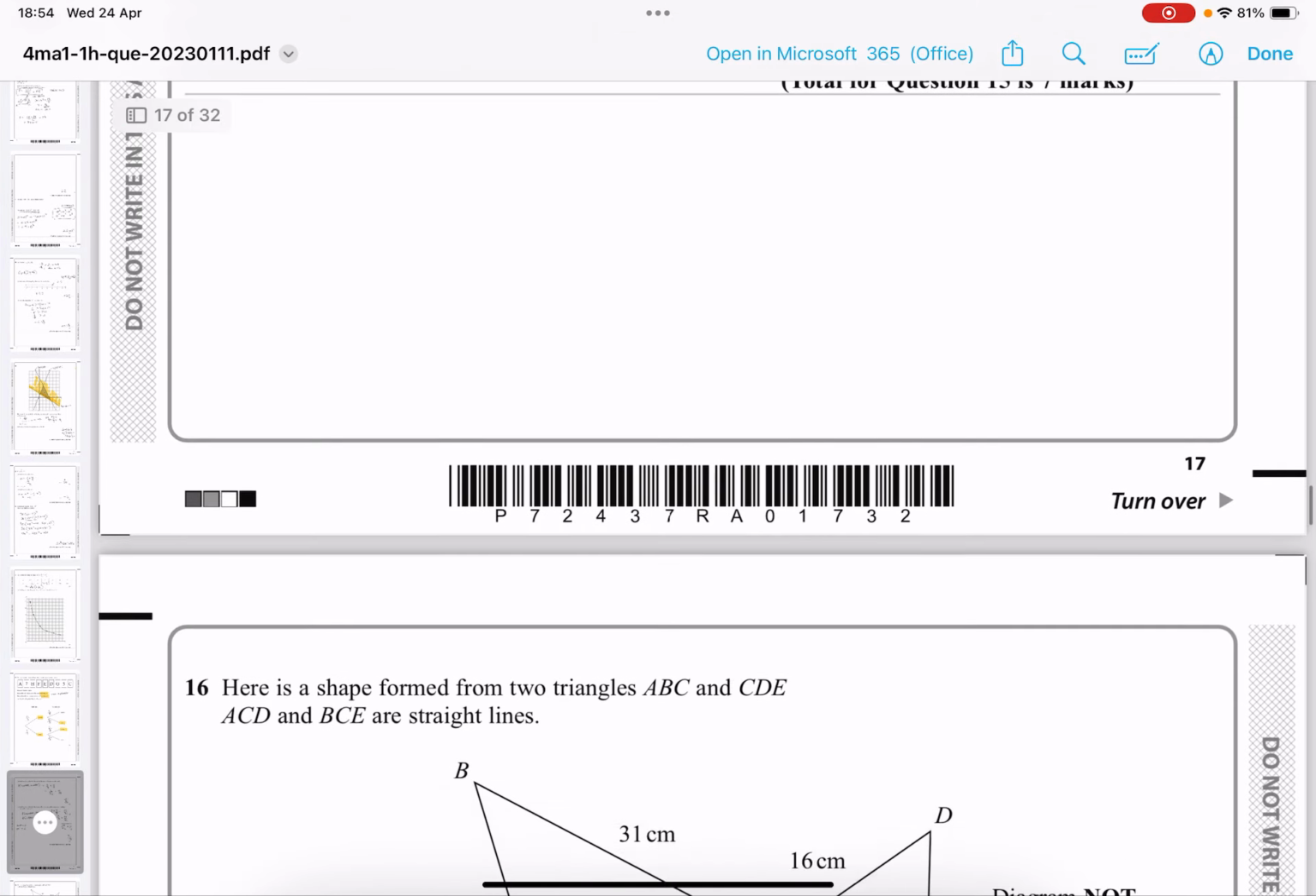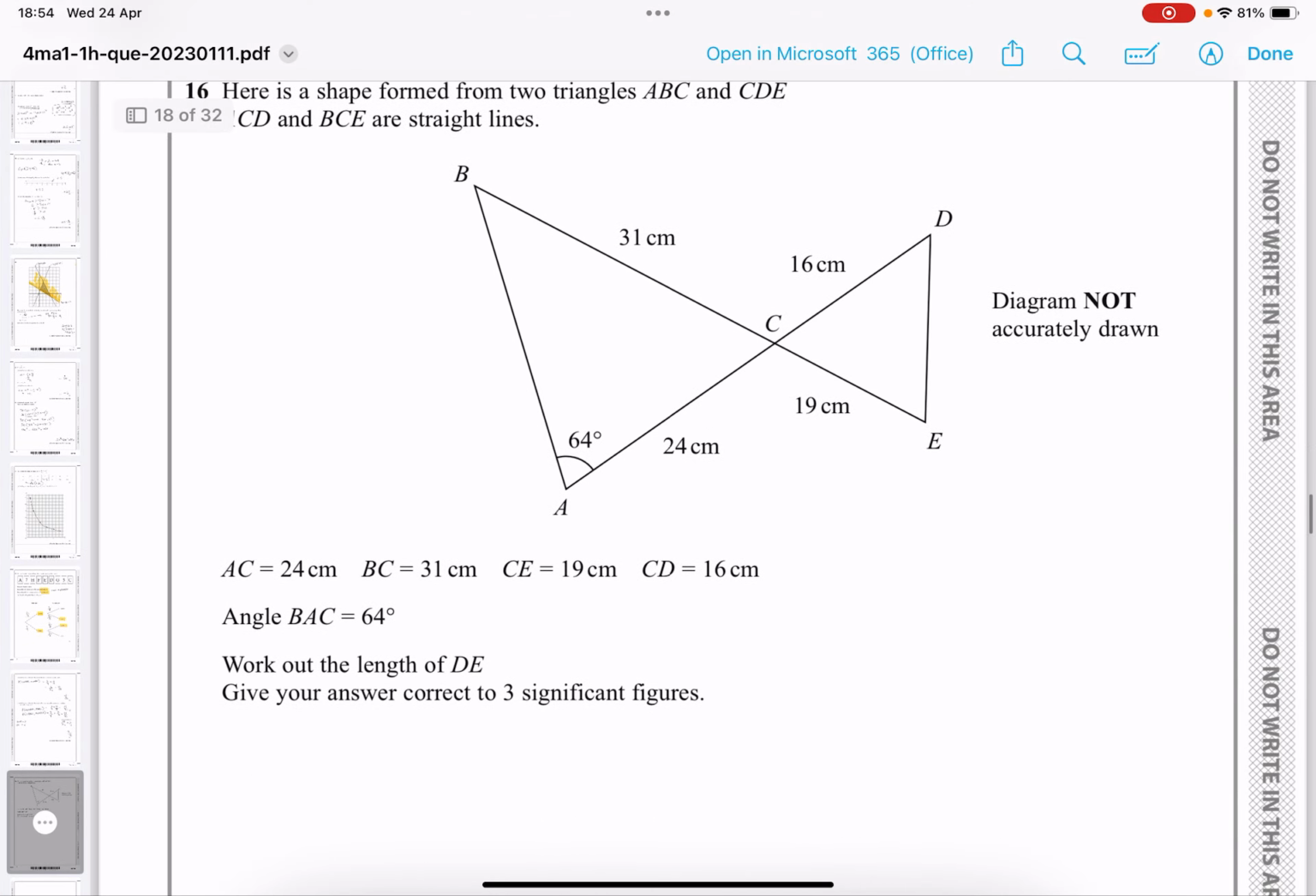Next question. Here is a shape formed from two triangles, ABC and CDE. ACD and BCE are straight lines. So this looks like an example of similar triangles, okay? We've got the two straight lines. They've given you lengths, which they labelled on the diagram, and angle BAC is 64. Work out the length of DE.